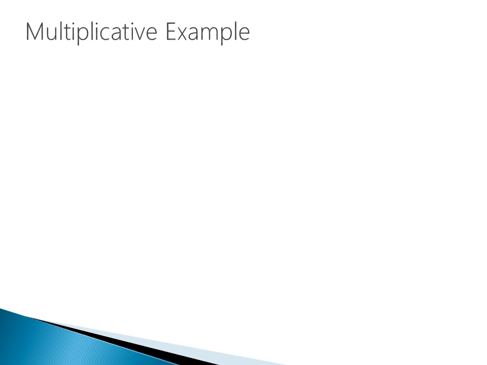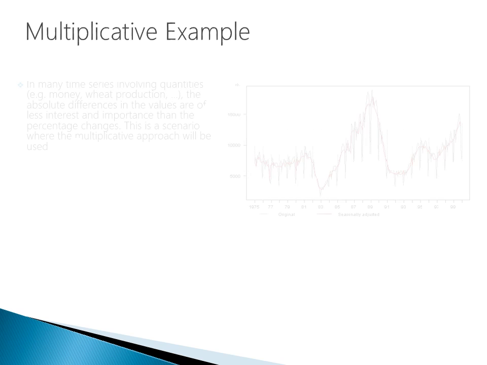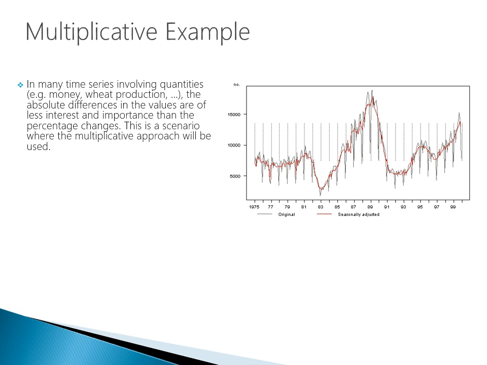So before we dive into the topic of additive models, I want to give a very simple multiplicative example so we can understand when to use this type of model versus an additive approach. In many time series involving quantities, such as stock price movement, money, wheat production, the absolute differences in the values are of less interest and importance than the percentage changes. And when this happens, this is the scenario where a multiplicative approach would be used. So if I want to understand the percentage change of movements, multiplicative approaches are more appropriate than additive.